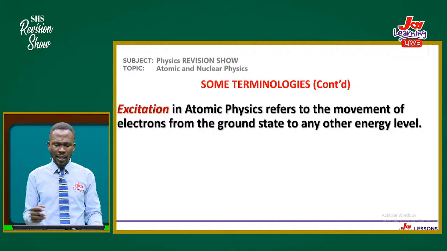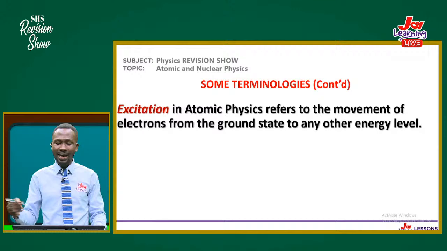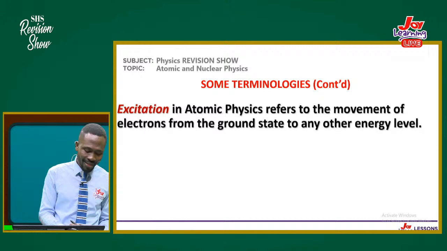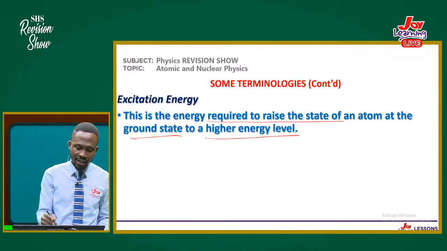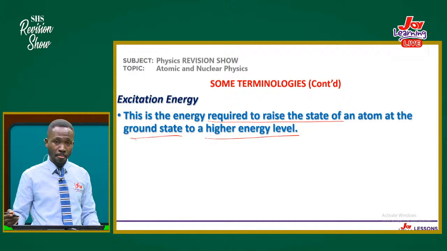Now, we are saying that excitation is the movement of an electron from the ground state to any other energy level. The energy that is required to raise the state of an atom from the ground state to a higher energy level is called the excitation energy. That is to say, the energy I will need to excite the atom is what we call the excitation energy. Good.